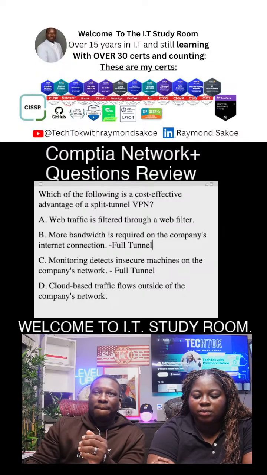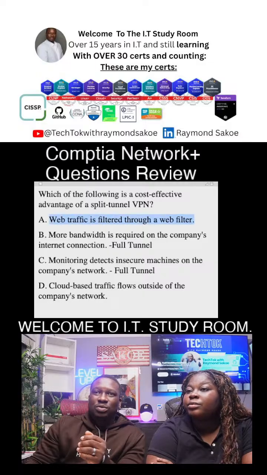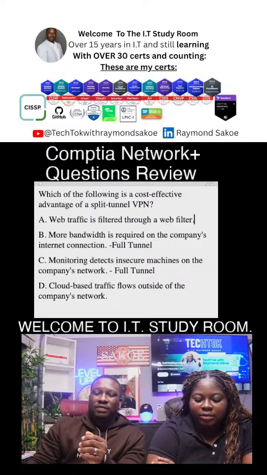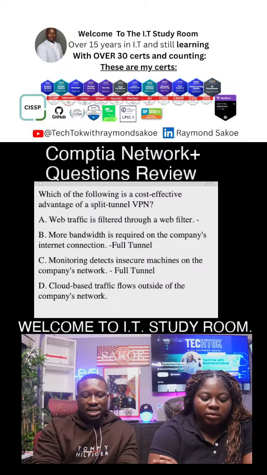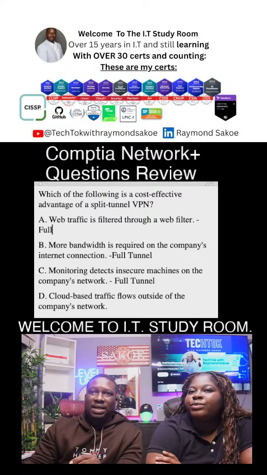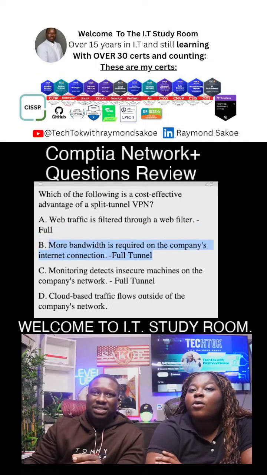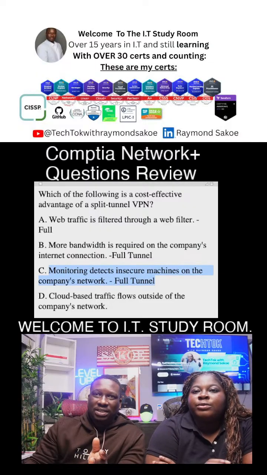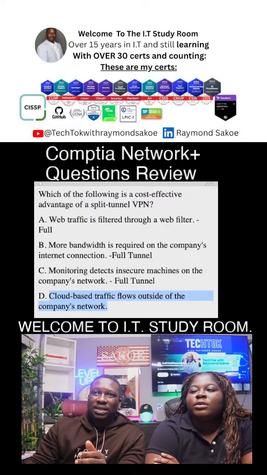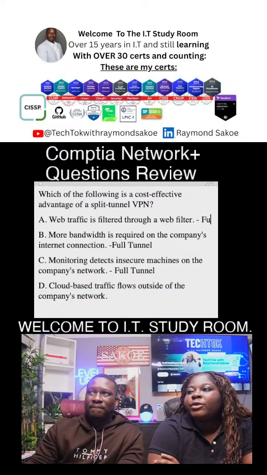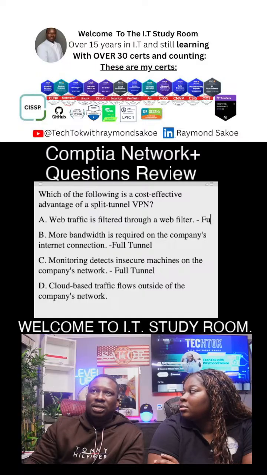Okay. All right. So A says web traffic is filtered through a web filter, which will be an advantage of full tunnel. So everything else is an advantage of full. Yeah, advantages. This is a disadvantage. Okay. This is also an advantage, right? D is the only one that applies to split, right? Okay. All right. Was that the last question?